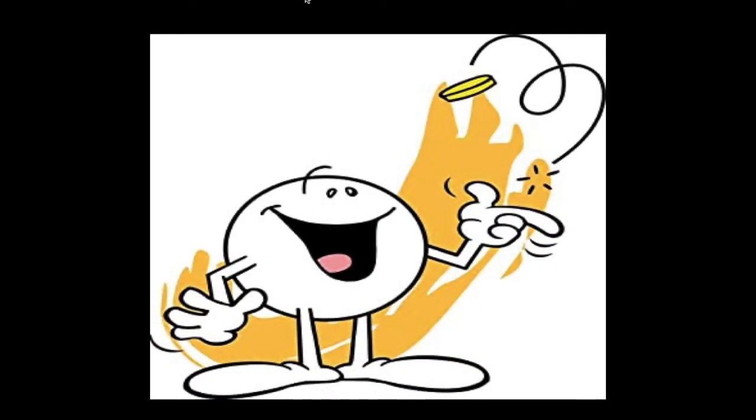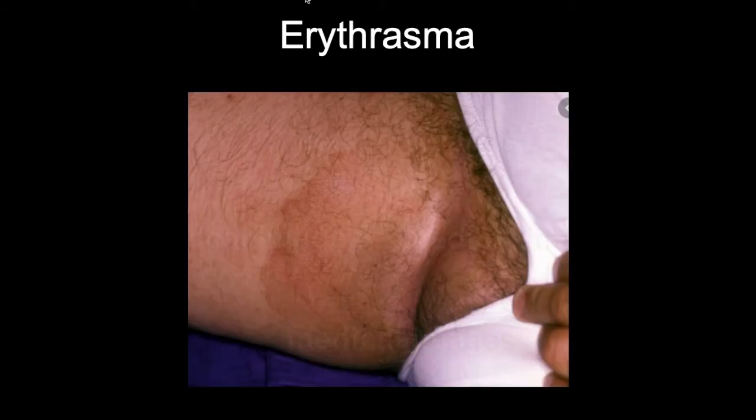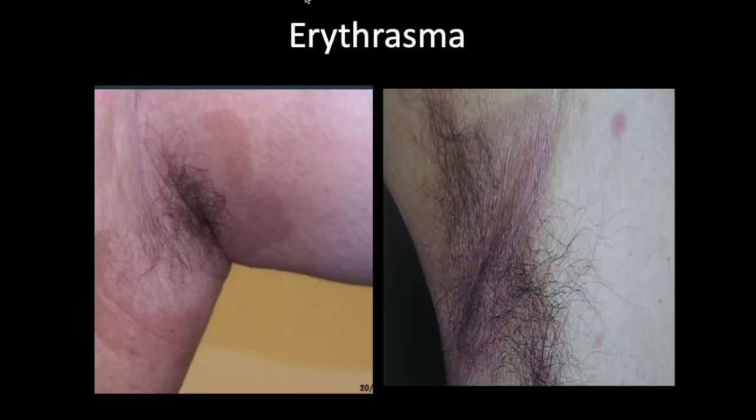Let's flip again to our last etiologic agent, which is your Corynebacterium minutissimum. This causative agent is responsible for Erythrasma. Erythrasma lesions are described as scaly red to reddish-brown, well-defined confluent patches, usually on intertriginous areas of the body, which will be your axillae, your inguinals, and a common site is your fourth toe web. Here are some photos of Erythrasma: inguinal area, your axillary area.